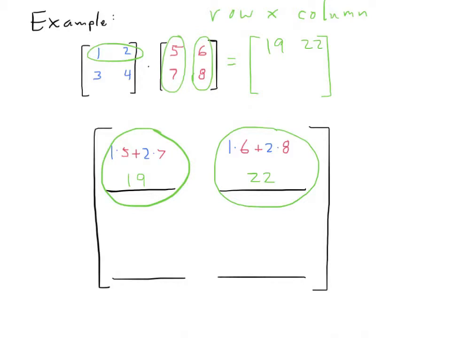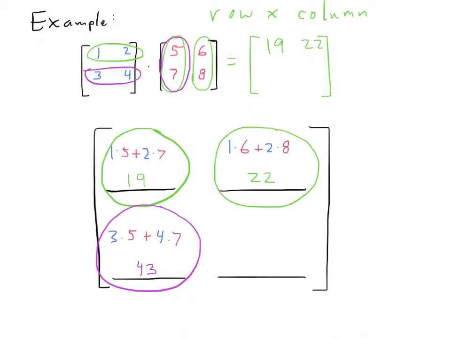So now, to find this one here, the entry that's in the second row, first column, I need to multiply the second row times the first column. So second row times first column, that's going to be 3 times 5 plus 4 times 7. So 3, 5, 4, 7. That's 15 plus 28, which is 43.